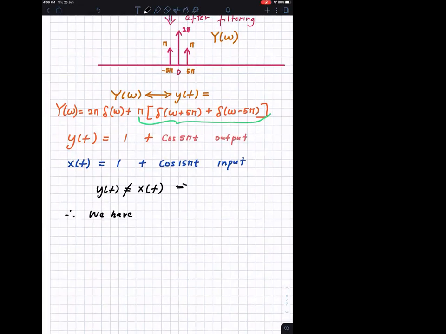Therefore, I can say aliasing has occurred. Why aliasing happens? Because our sampling frequency must be at least 2 times the highest frequency. The highest frequency was 15 pi, right? Cosine 15 times 2 must be 30 pi, but our sampling frequency was only 20 pi. We have lost the original signal.